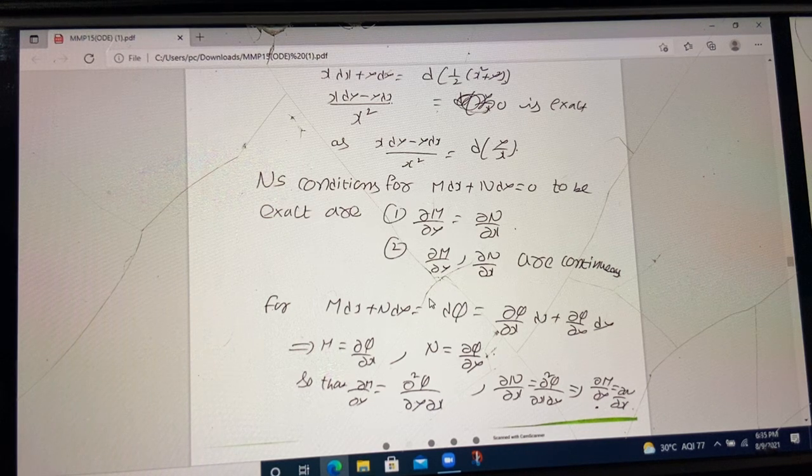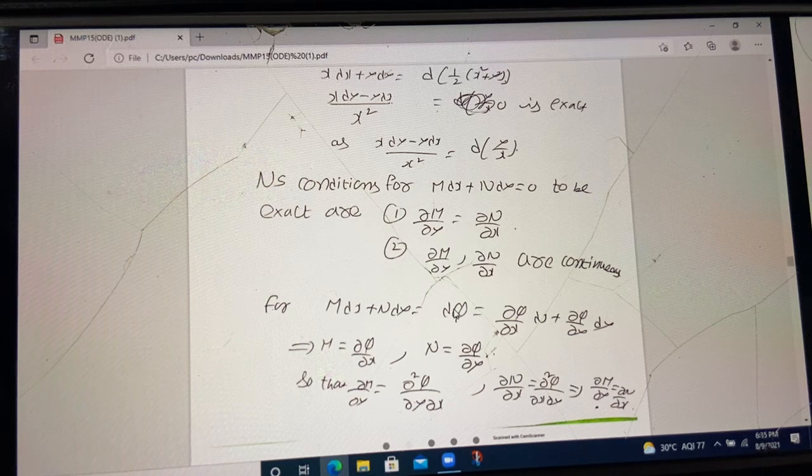That means they are well defined in the given domain. Well defined means they should not become infinity in the given domain. So how is ∂M/∂y equal to ∂N/∂x? How did we get this? M dx plus N dy equals dφ.